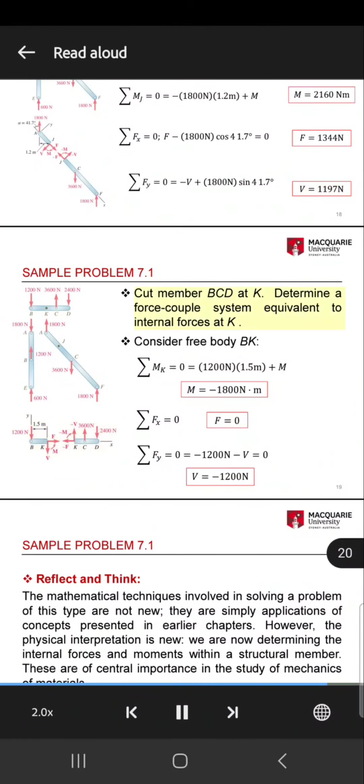Free body diagram of the portion DK of member BCD. Cut member BCD at K and determine the force system equivalent to the internal forces at K. Consider free body DK: M equals minus 180, and V equals minus 1200 N.